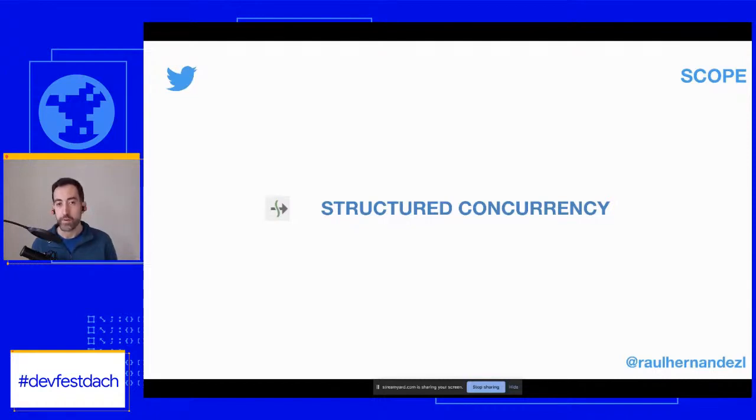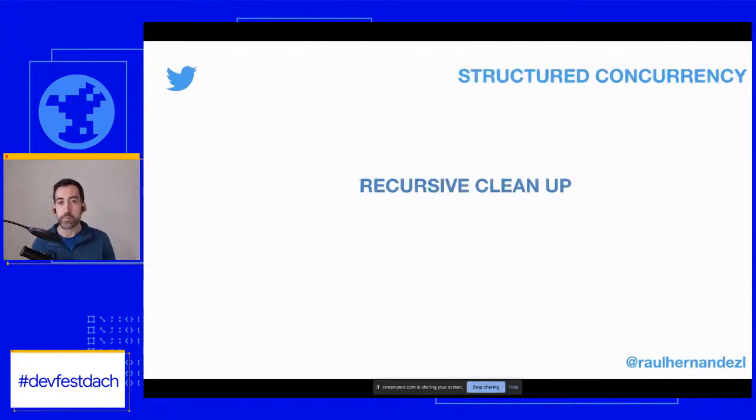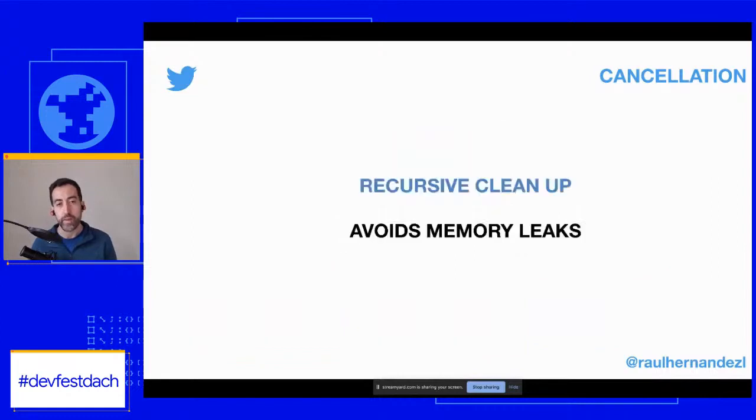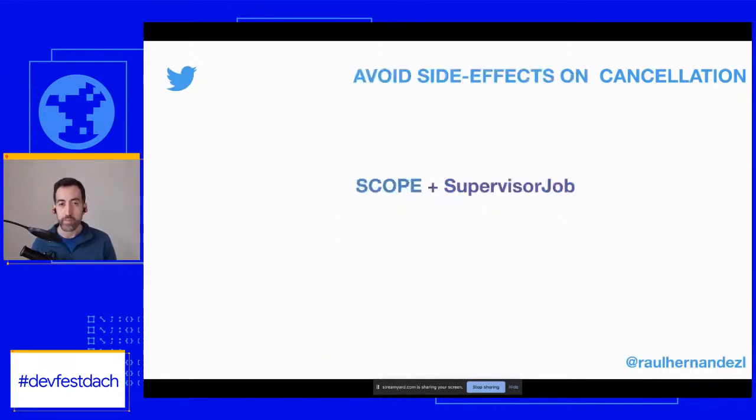But the scopes actually have superpowers that disposables don't have. That means structured concurrency. Structured concurrency gives us a few benefits, like recursive cleanup in this case, because if we cancel, let's say, the scope that is the father of them, those processes or jobs that are running right there, then you will basically cancel the different processes under the scope. Then we'll have recursive cleanup. That means avoiding memory leaks.